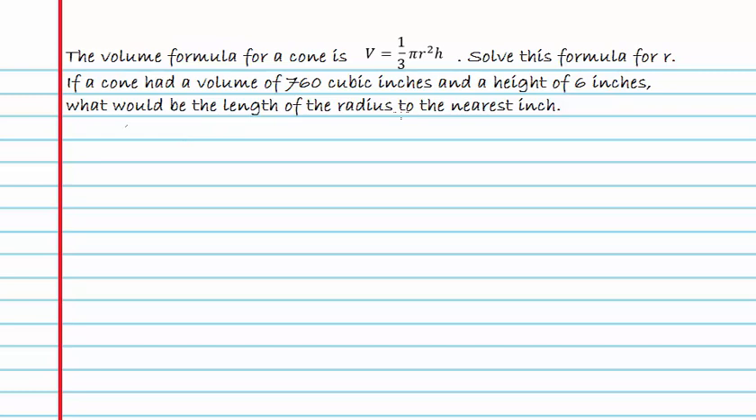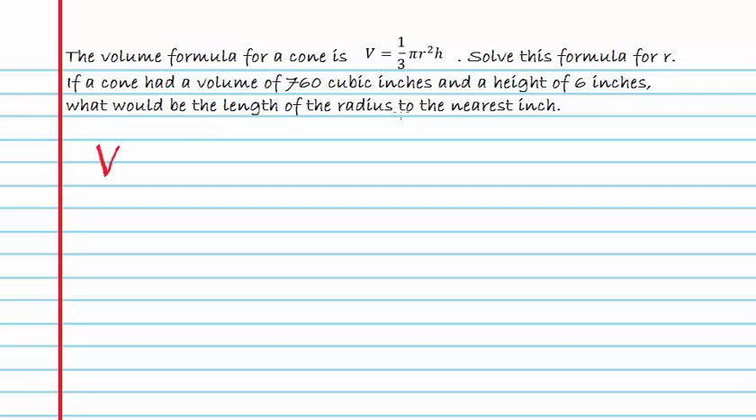The second part of the question says if a cone had a volume of 760 cubic inches and a height of 6 inches, what would be the length of the radius to the nearest inch? So the second part is going to be very easy once we figure out the first part. So let's go ahead and start with that volume formula.